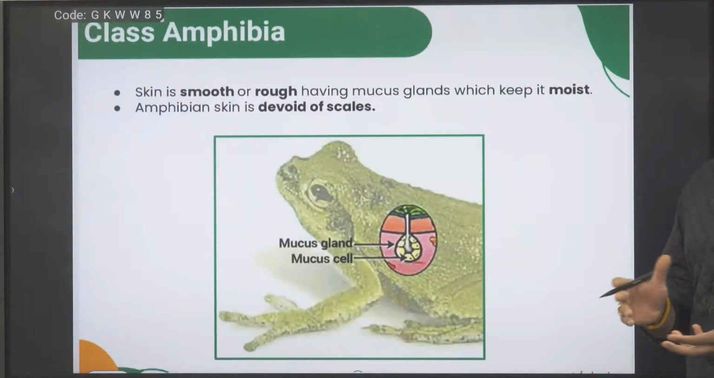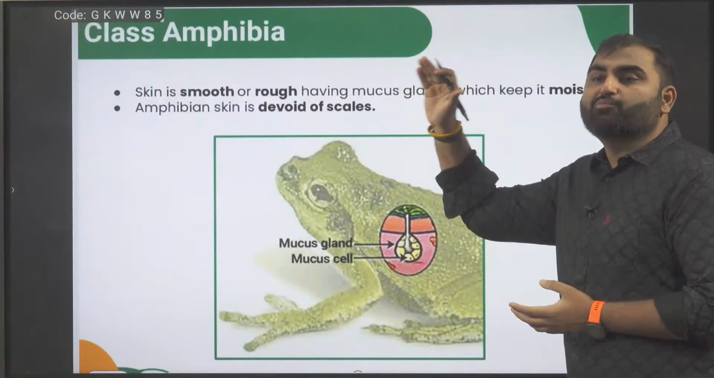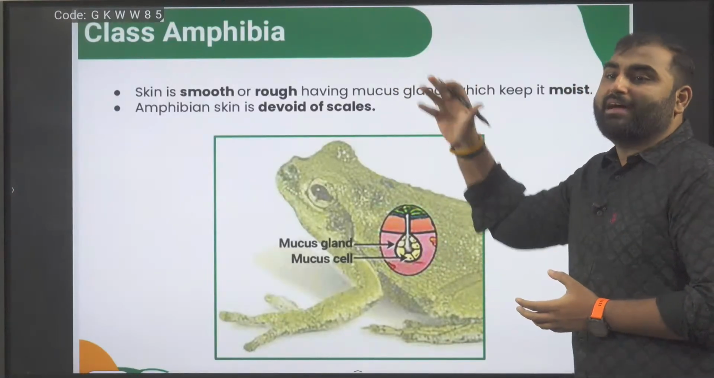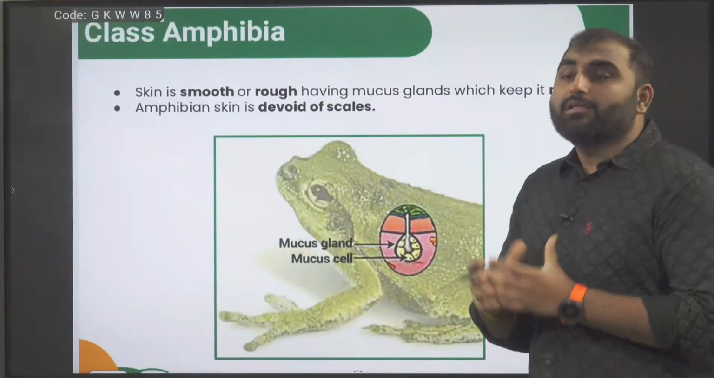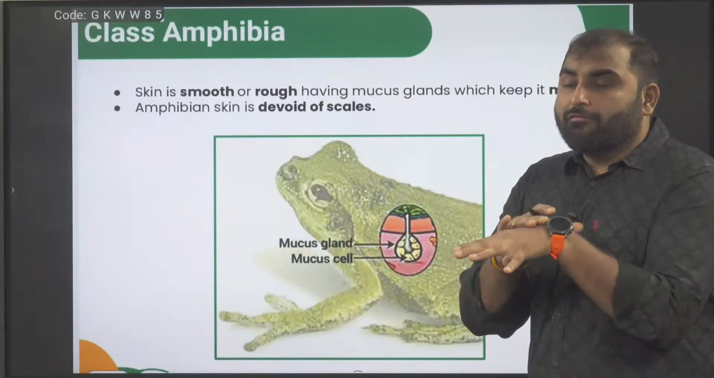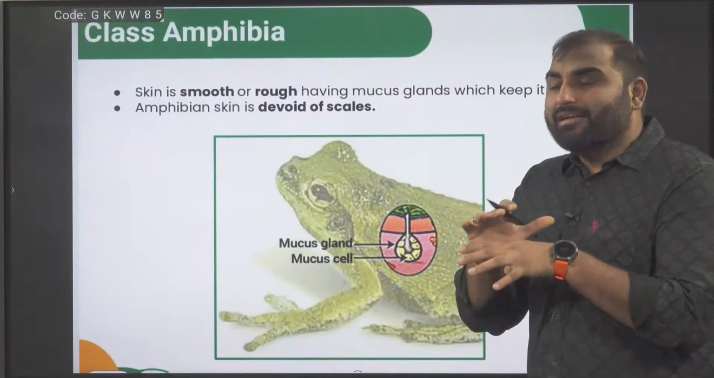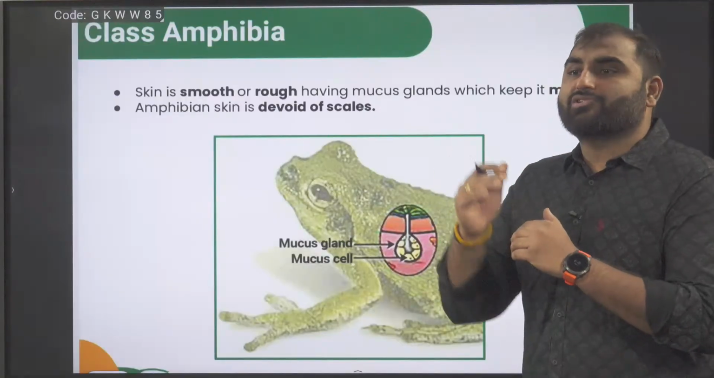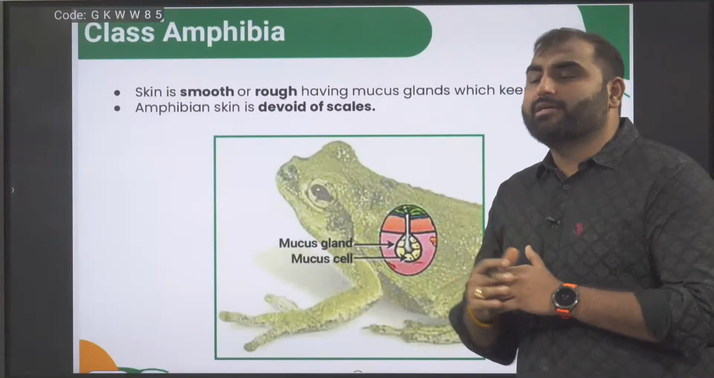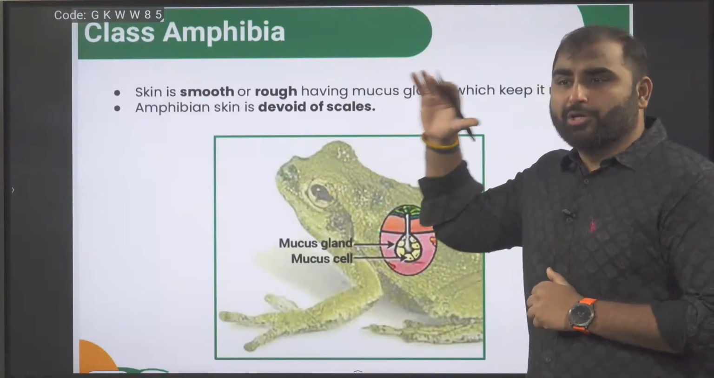Now talking about their skin, as I said, amphibian skin is very smooth. Some of them may have a little bit rough skin. Like if you see a toad, there is a difference between frog and toad. Frog skin is very moist and slimy. Toads have a little bit rough skin, okay? Warts are present, their body has raised structures. That little bit rough skin is present on the toads. But frog, it's absolutely smooth.